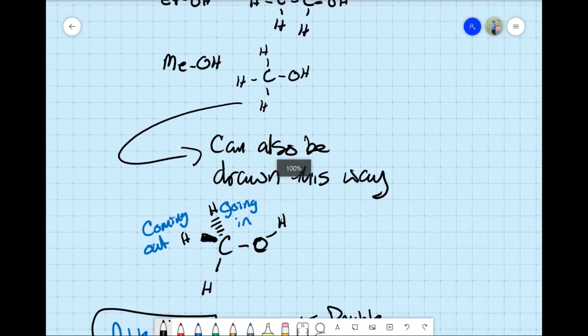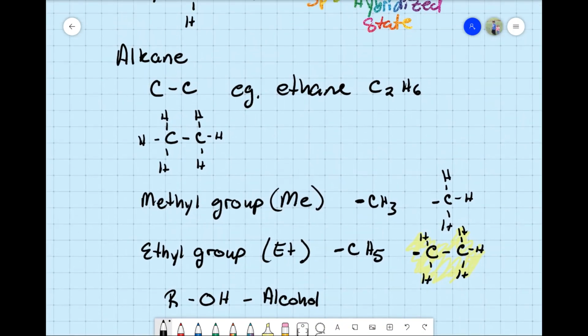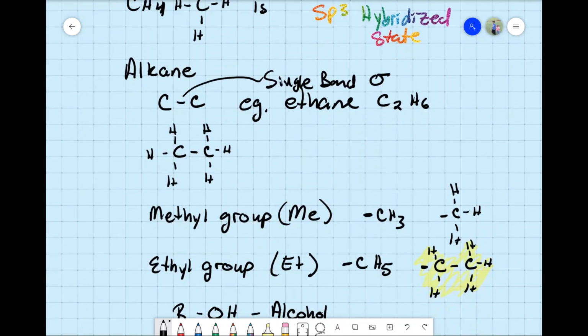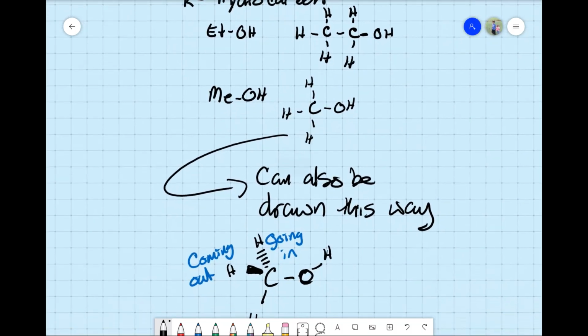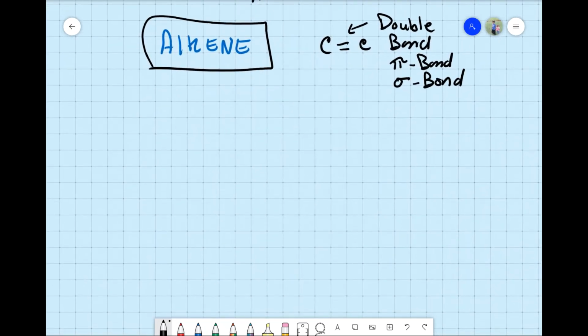Incidentally, this single bond, if I go back to alkane, so we have a single bond on the alkane, and that should be a sigma bond. So I left that out. So my alkene, double bond, we have a pi bond and a sigma bond. The pi bond is going to break during polymerization. We'll talk about that later on in class or in the semester.